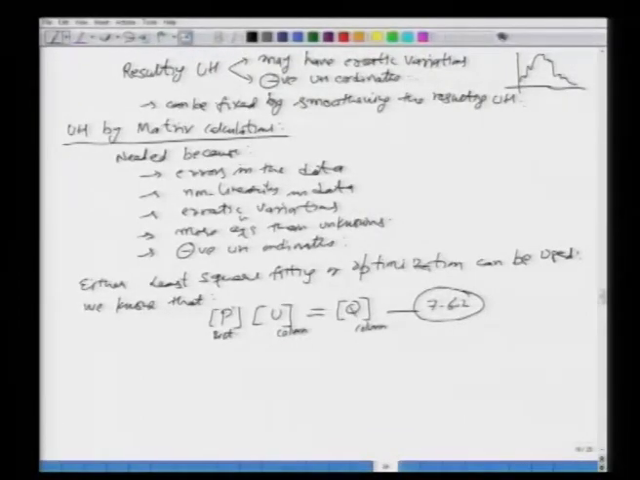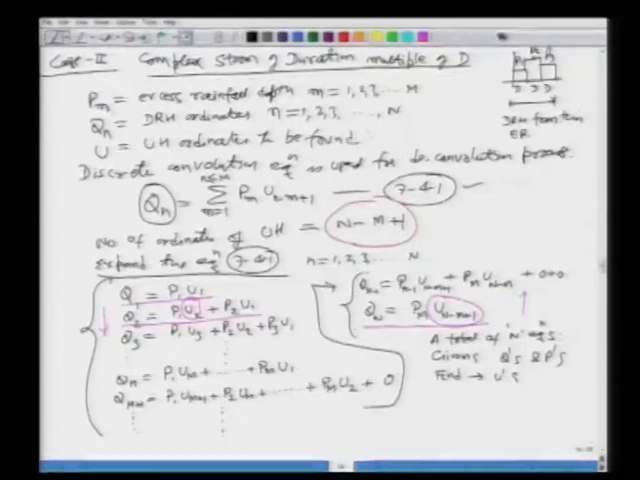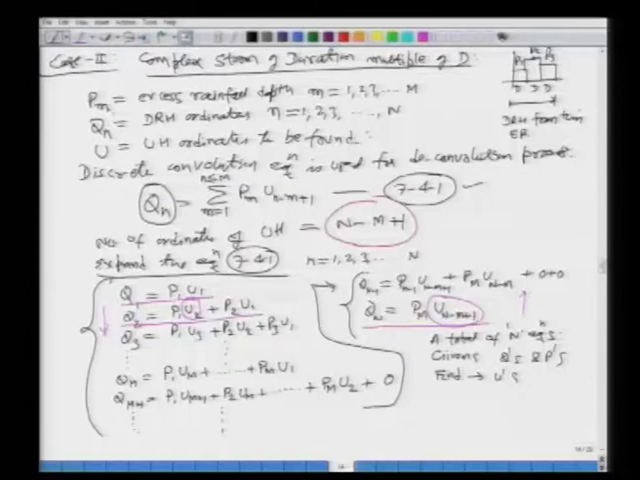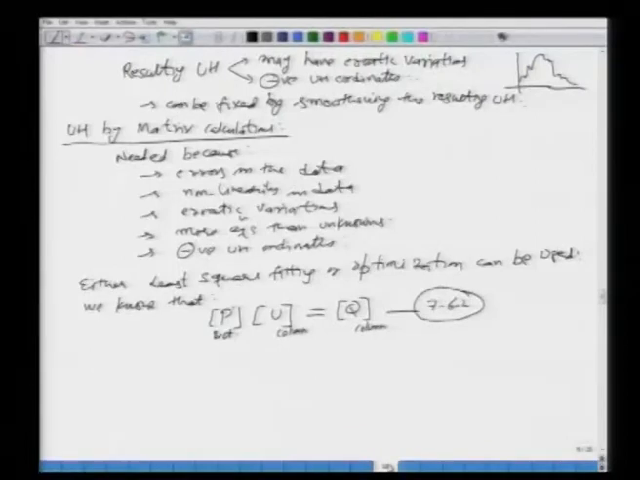So, if you go back to your discrete convolution equation, can you write this set of equations in a matrix form? If you look at the right hand side, these are all the equations in which P's are known and U's are unknown. So, this is basically a matrix operation: P times U is equal to the left hand side here, Q1, Q2, Q3, Q4, etc. All of these are known to us. So, we can write this discrete convolution equation like this.